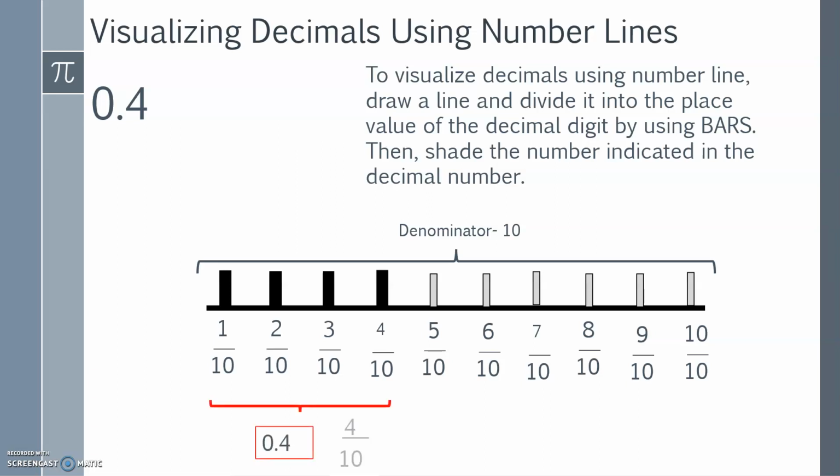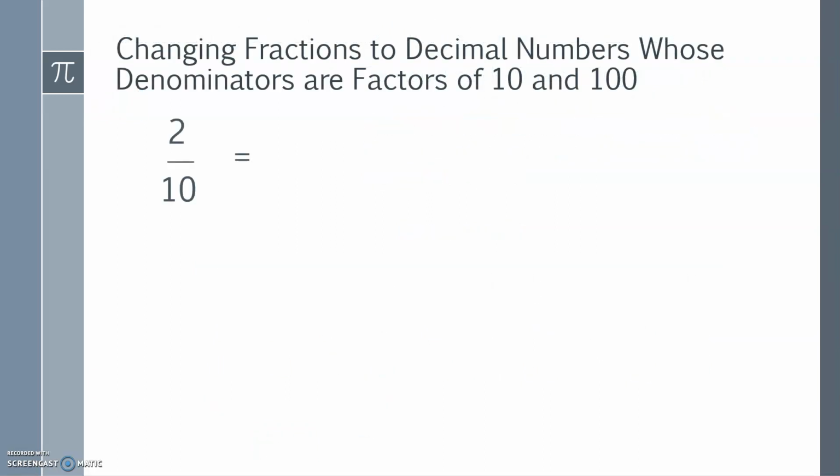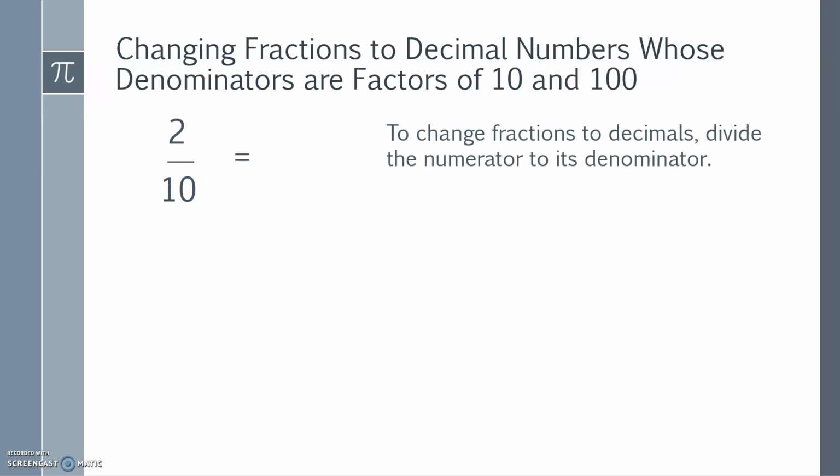Okay, next. Changing fractions to decimal numbers whose denominators are factors of 10 and 100. So, ngayon naman baliktad. Yung fraction, gagawin naman nating decimal number. So, kung kanina, ginawa natin yung decimal na maging fraction, ito naman is yung kabaliktaran. So, let's say we have 2/10. So, to change fractions to decimals, divide the numerator to its denominator. So, we are going to divide 2 by 10.